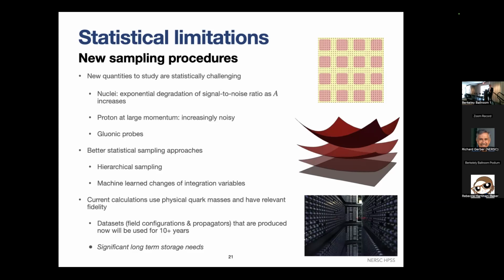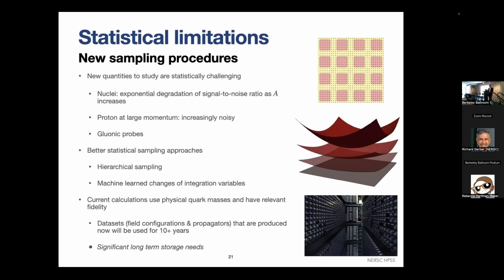There are various things that are being explored, and they have different algorithmic requirements. One of them is hierarchical sampling, where you do very different things in different parts of your space-time lattice. This is something that requires rethinking how you do the calculations. And there are other ways you can try to improve this.